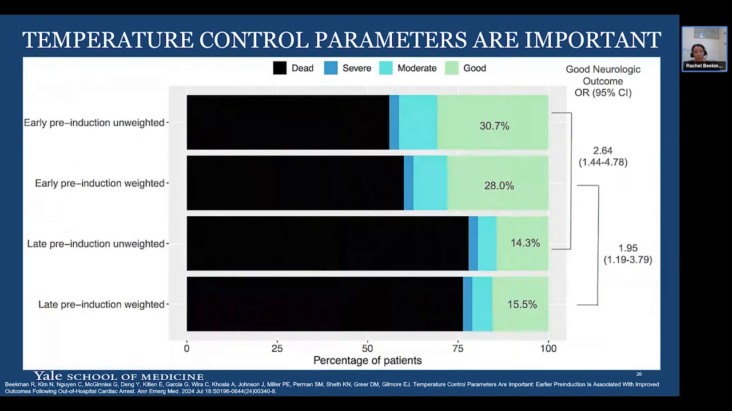In this figure, we show the outcomes for patients before and after inverse probability treatment weighting. 28% of patients treated with early temperature control achieved good neurologic outcome, which was defined as a cerebral performance category score of 1 to 2, while only 15.5% in the late cohort achieved this metric, and that results in an odds ratio of 1.95. We also found that early pre-induction was associated with improved survival to hospital discharge with an odds ratio of 2.14.